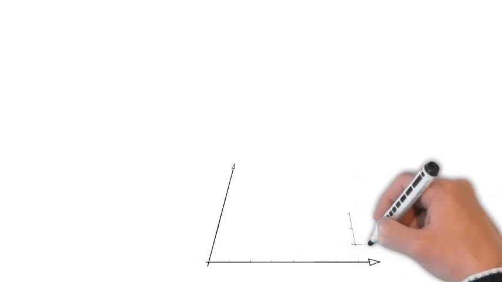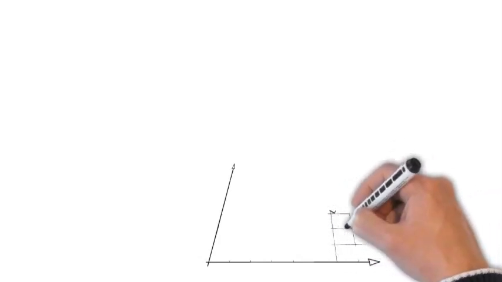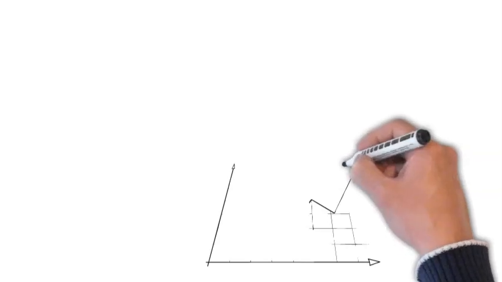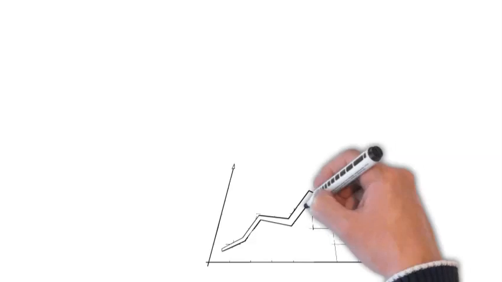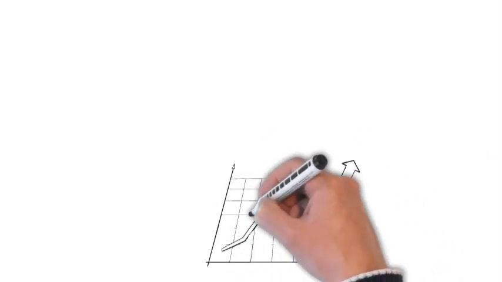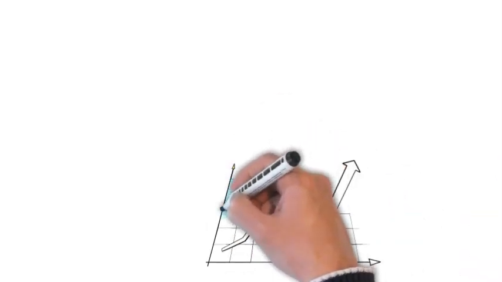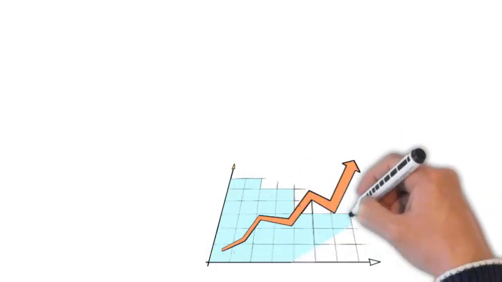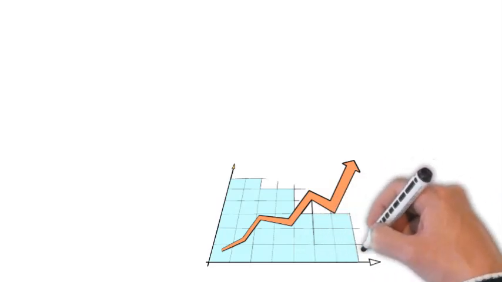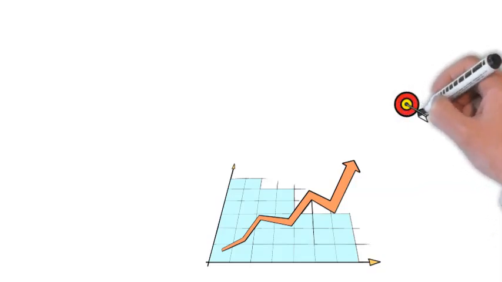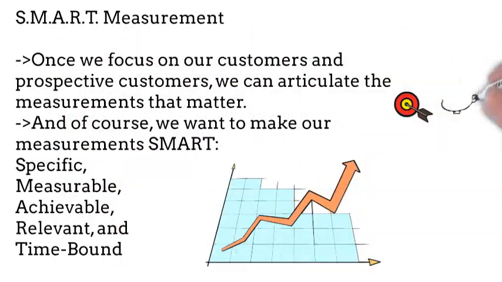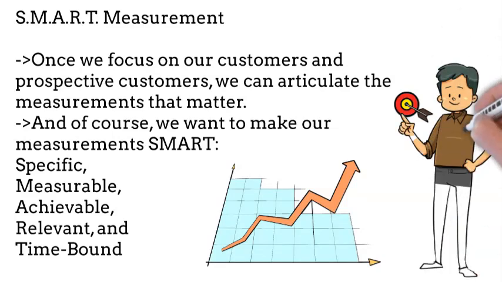One of the principles and practices that we employ in our ABM programs is the SMART measurement. And once we focus on our customers and prospective customers, we articulate the measurements that matter. So when measurements are SMART, they're S specific, M measurable, A achievable, R relevant, and T time bound. That way we know that we've got something that's actionable, provides insight, and clearly measures on all the aspects that we need to fulfill operations of our business.